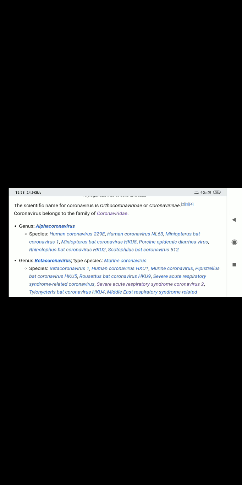Now let's have a look at the detailed classification. We'll be examining the morphology later. Now let's have a look at brief taxonomy. The scientific name of coronavirus is Orthocoronavirinae or Coronaviridae. Coronavirus belongs to the family Coronaviridae, which has the genus Alpha coronavirus. These are the species that are present in the Alpha coronavirus genus, for example porcine epidemic diarrhea virus and human coronavirus 229E.